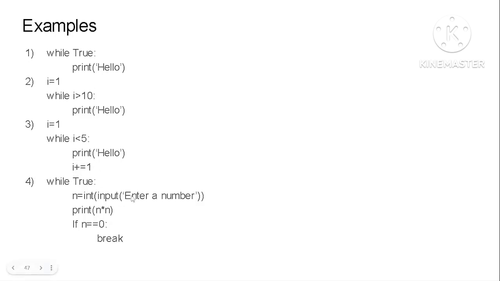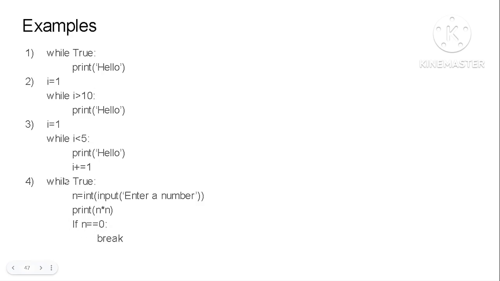Now let us see a simple example of getting a number as an input from the user and printing the square value of that number. But how will this loop break? Because it does not require any initial condition. This will simply input a number and print its square. So I have made it so that if the user types 0, I will stop the loop.